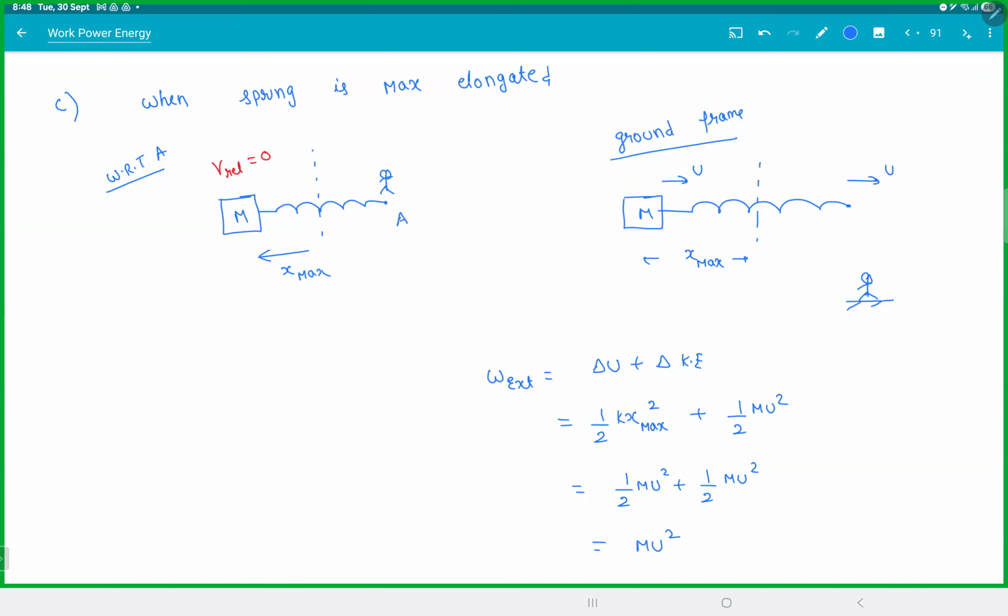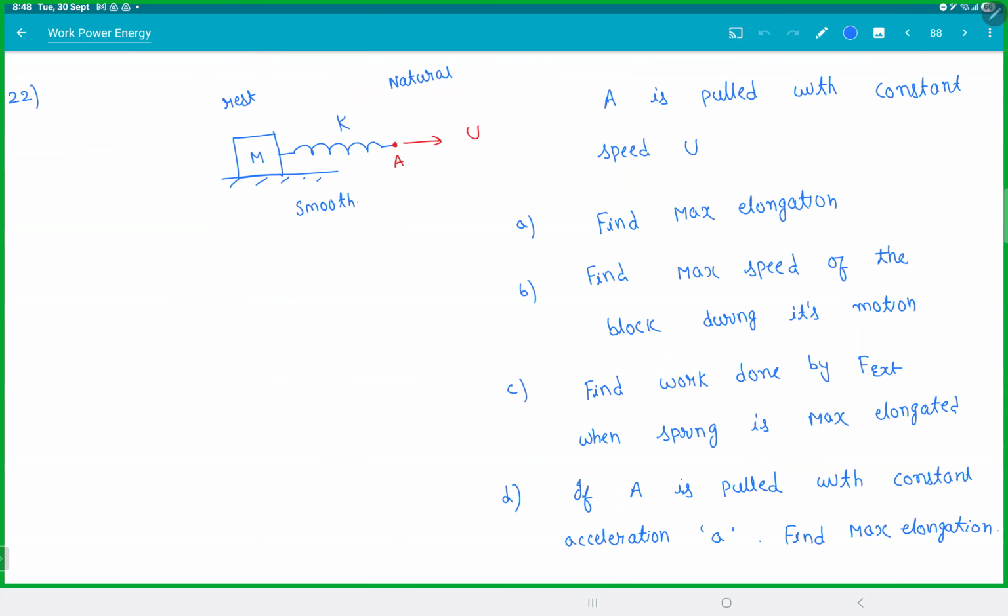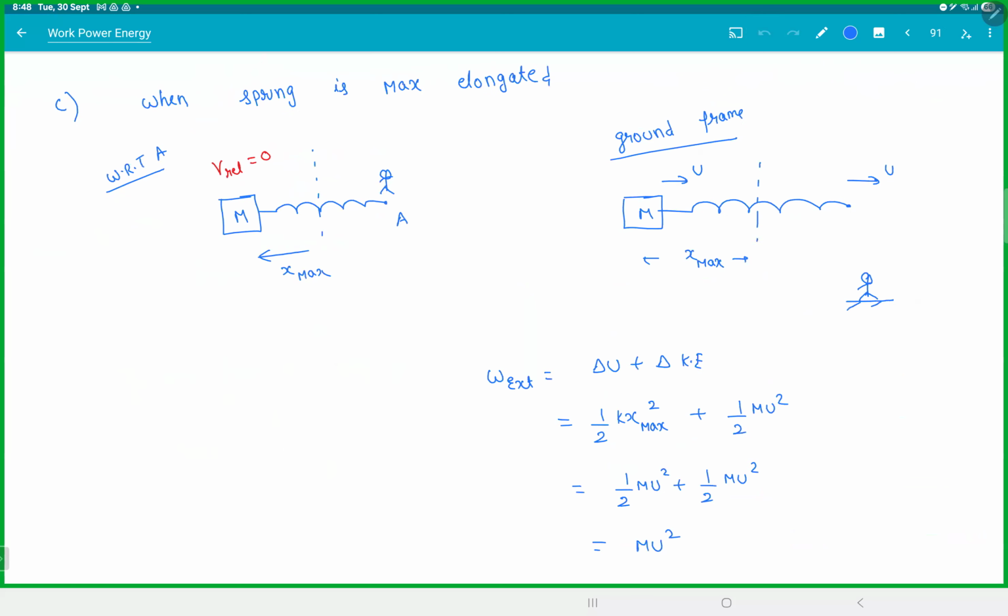Simple logic, see. Initially, when you're throwing, what is the block's kinetic energy? 0. What is spring energy? 0. There was no energy anywhere. Now suddenly, when there is a maximum elongation, what is the spring energy? Half k x square. What is block energy? Half mu square. Who gave you all this energy? It must have come from somewhere, isn't it? And the only guy who can give you this energy is an external guy. That is how you can figure it out. Is that argument making sense, everyone?